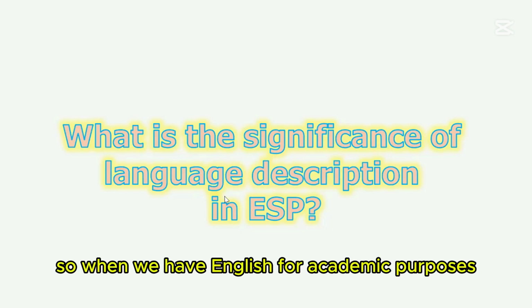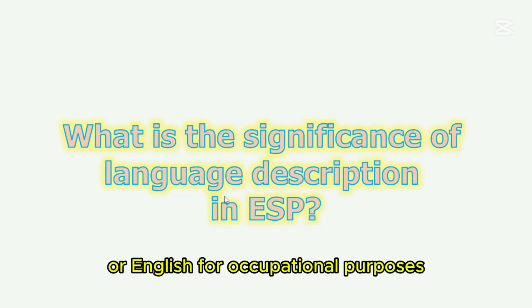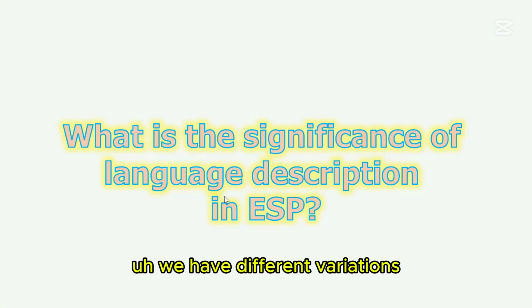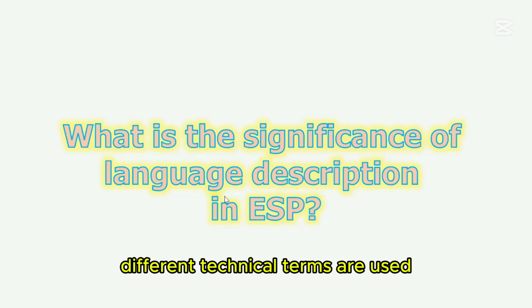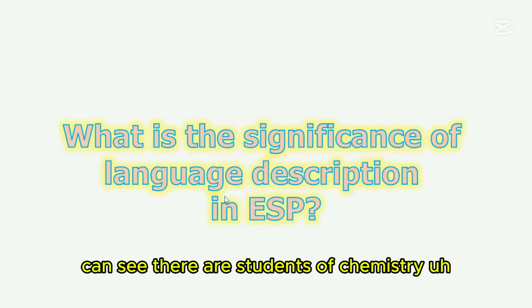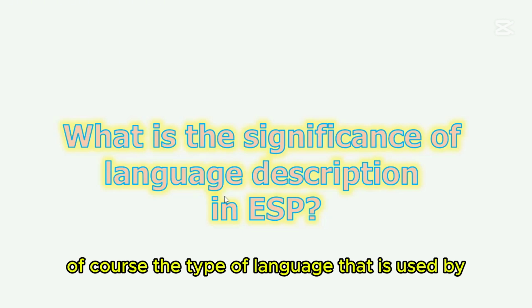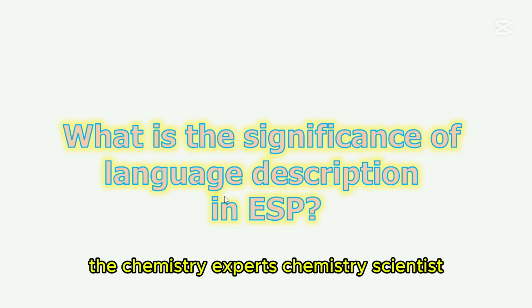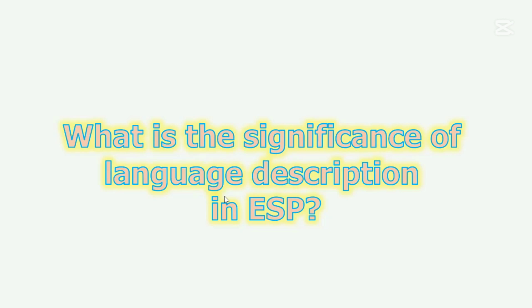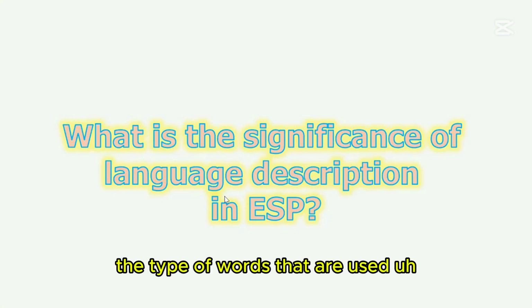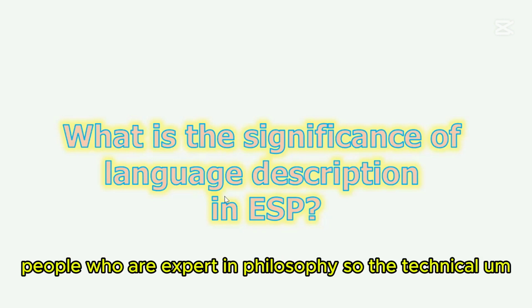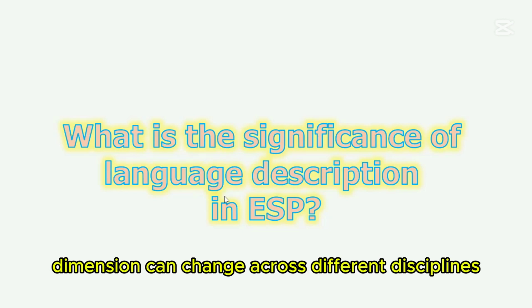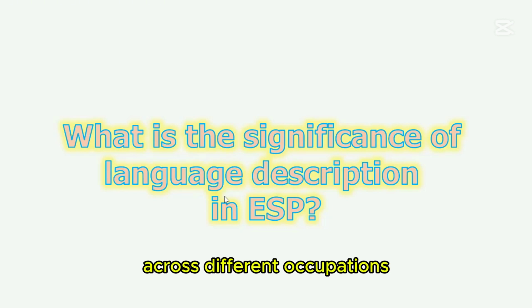So when we have English for academic purposes or English for occupational purposes, we have different variations, different uses of language, and different words, different technical terms are used. Consider a student of chemistry. Of course, the type of language used by chemistry experts, chemistry scientists, would be totally different from the type of words used by people who are expert in philosophy. So the technical dimension can change across different disciplines, across different occupations.